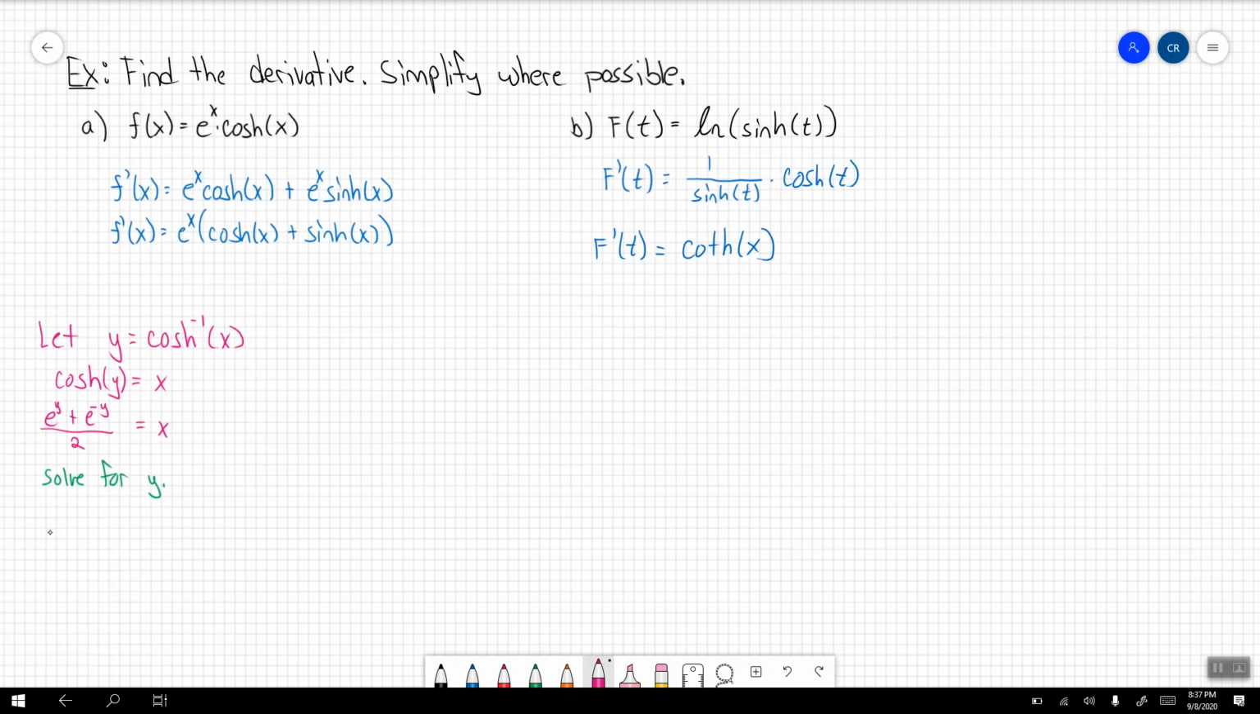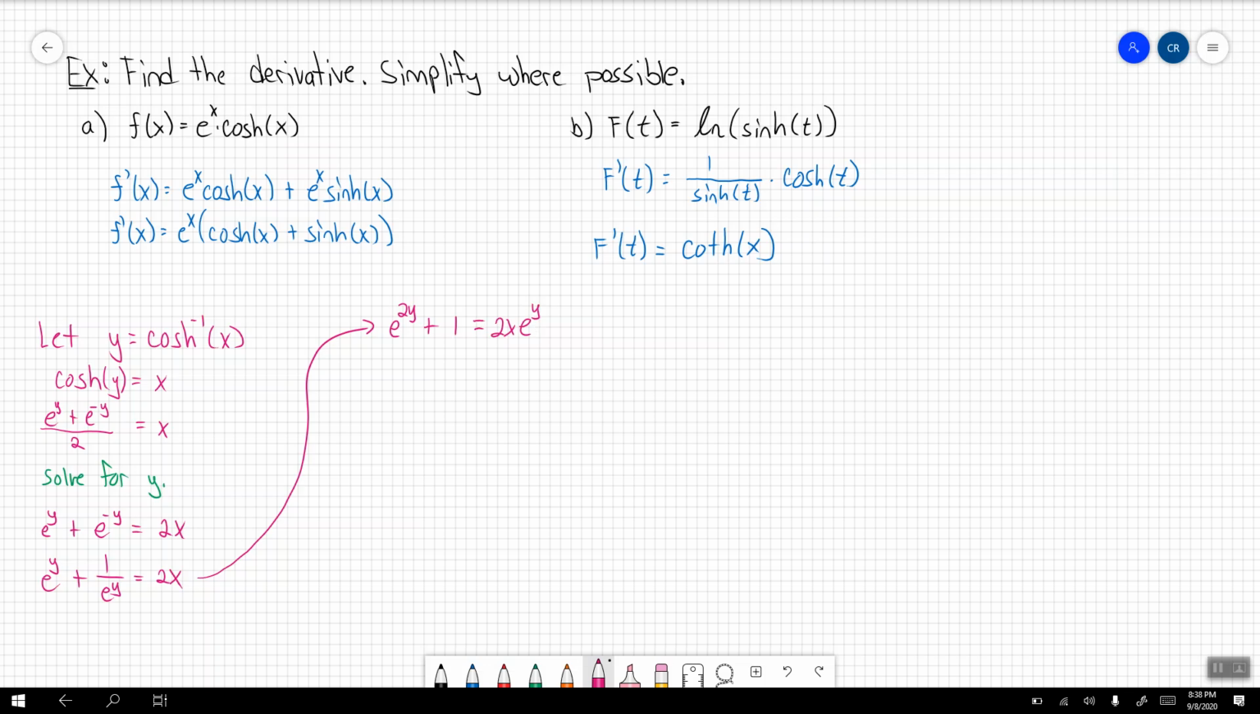We're going to multiply by 2. So e to the power of y plus e to the power of negative y is equal to 2x. Good so far. I'm now going to say e to the y plus 1 over e to the y is equal to 2x. This is because e to the negative y gets us a reciprocal. Then I'm going to multiply both sides of the equation by e to the y. This gives me e to the 2y plus 1 is equal to 2x times e to the y.